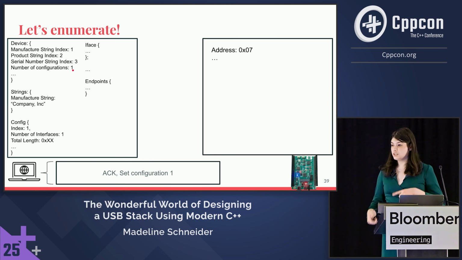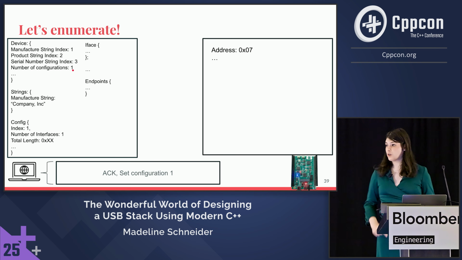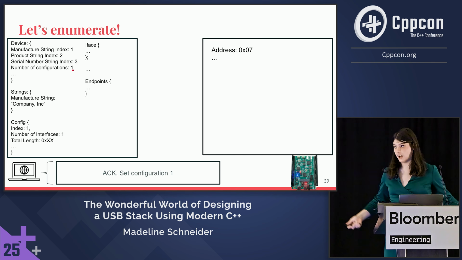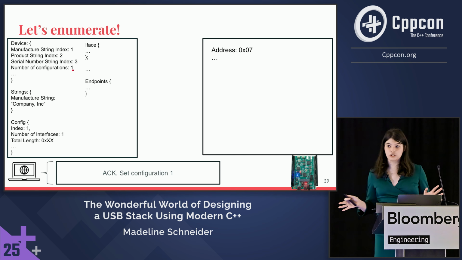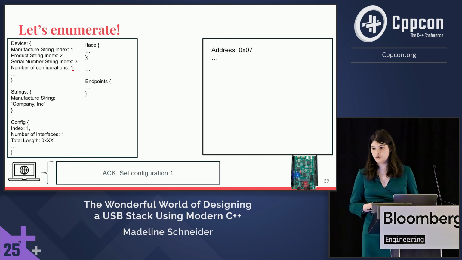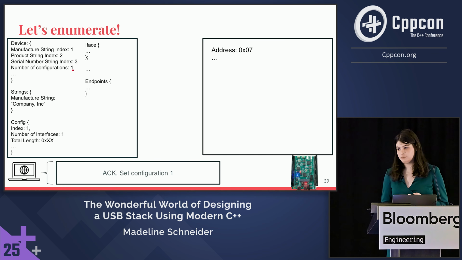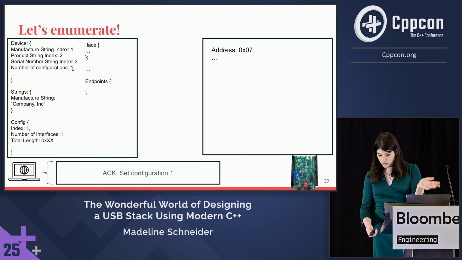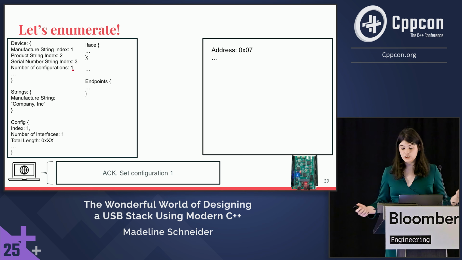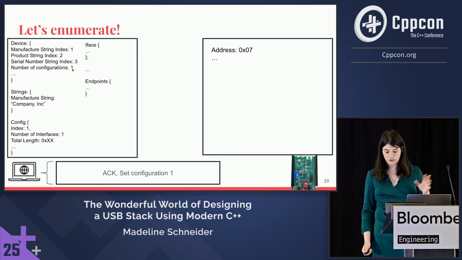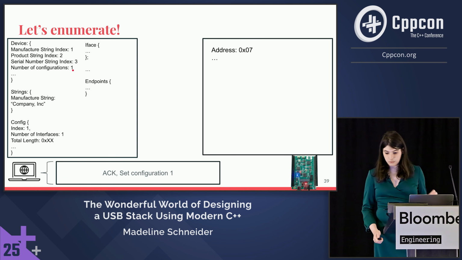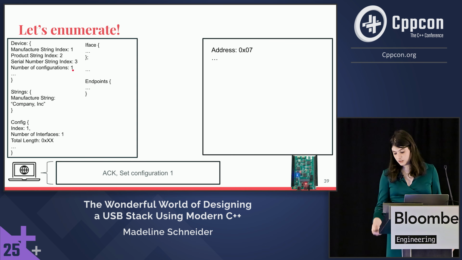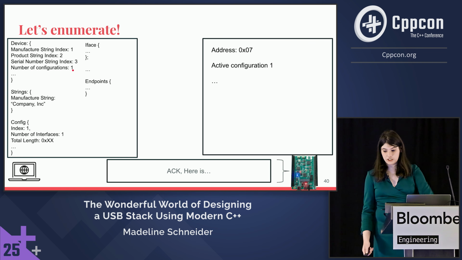And this configuration fetching process will repeat for however many configurations the device has. A lot of the time, this is only a single configuration. It's pretty rare, actually, for USB devices to have more than one configuration, but it does happen, and we support that. Anyway, once all the configurations are sent over, the host will now say, please set a configuration. In this case, it's saying, please set the configuration to configuration 1. The device acknowledges it and sets the configuration.